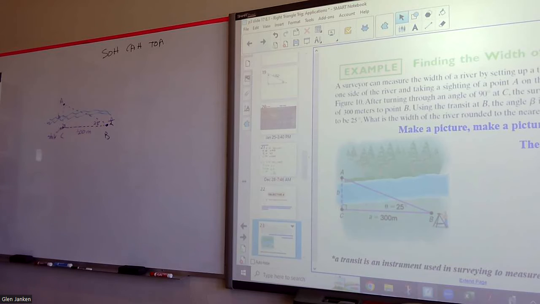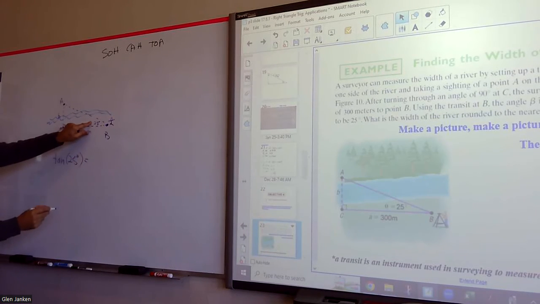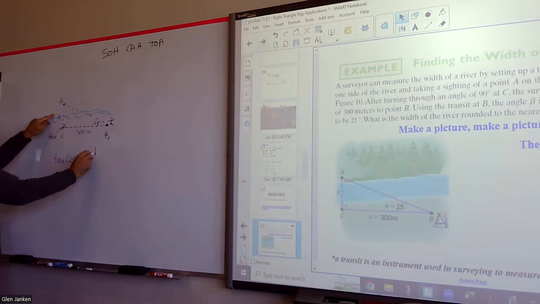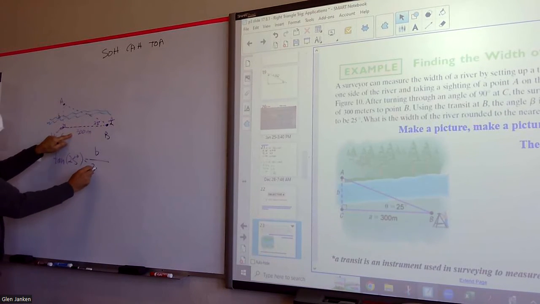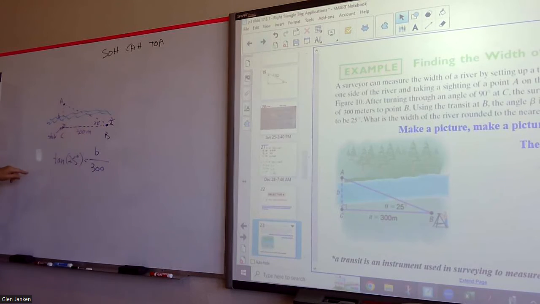So what you're going to find is that in a lot of these word problems, tangent is going to be a good friend. Because I know that tangent of 25 degrees is equal to side B divided by adjacent, which is 300. I'm going to stop right there. Can everybody see that this is true? Are we okay with this? Speak up.